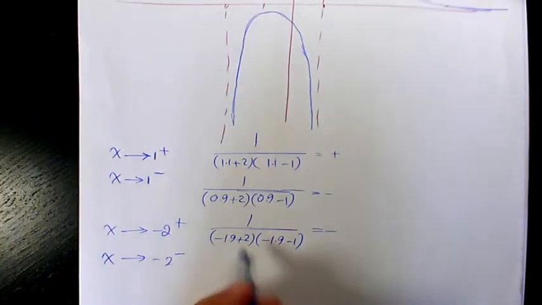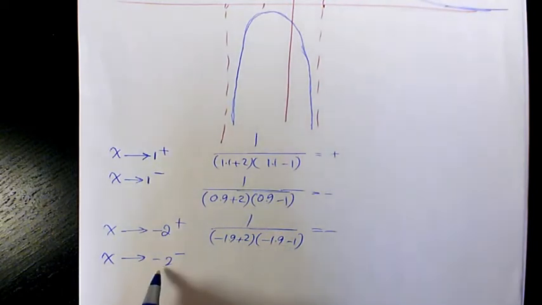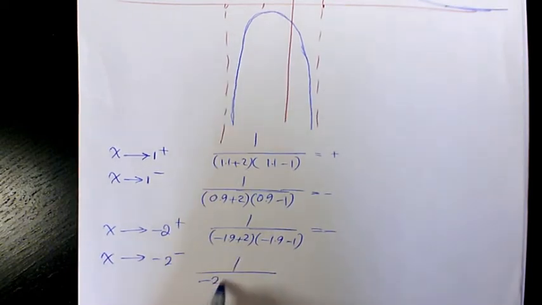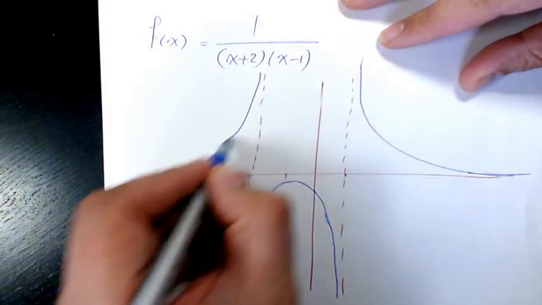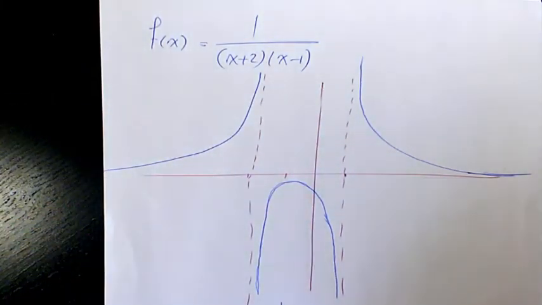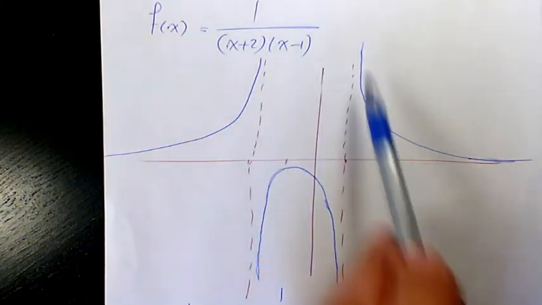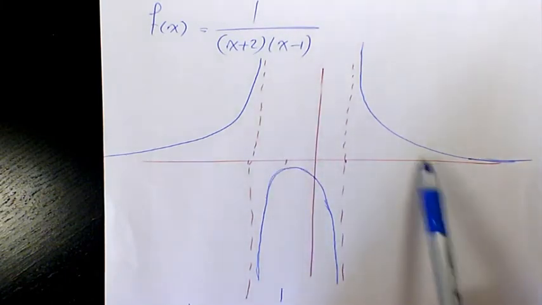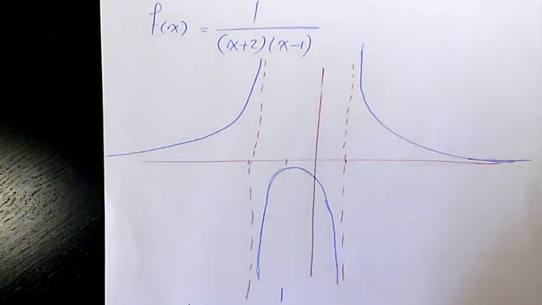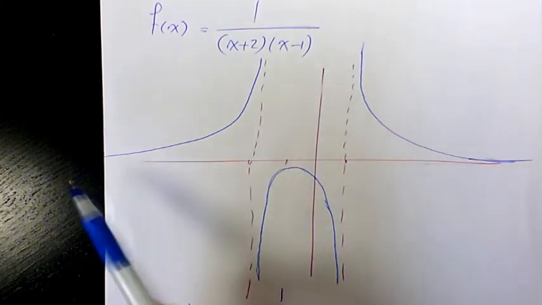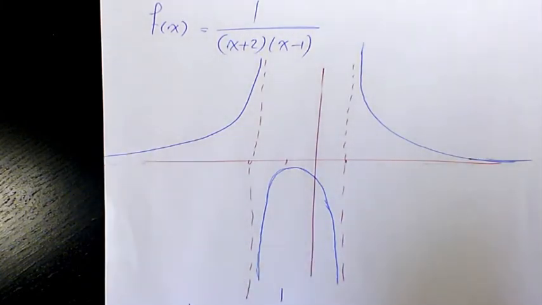And in here, when x approaches negative 2 from the left-hand side, it's going to be negative 2.1. So 1 over (negative 2.1 plus 2)(negative 2.1 minus 1). That's negative, and negative multiplied by negative is going to be positive. So it is going to be something like this. So basically this is the graph of 1 over (x plus 2)(x minus 1). We have two vertical asymptotes, and these are the behaviors. When x goes to positive infinity, y goes to 0, and same thing with negative infinity.